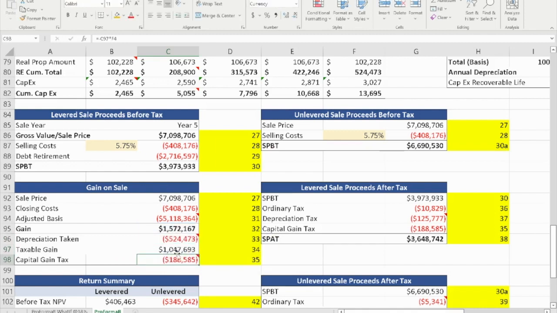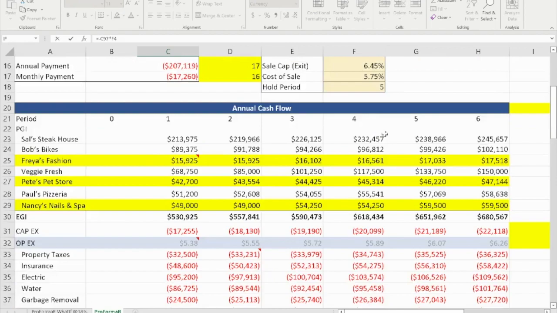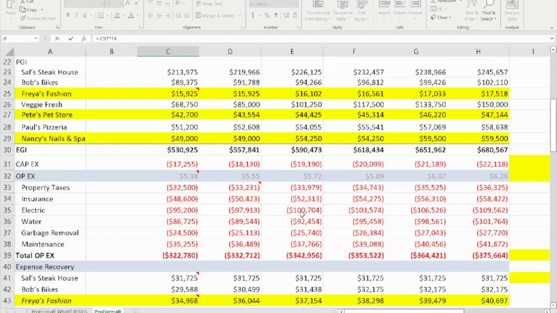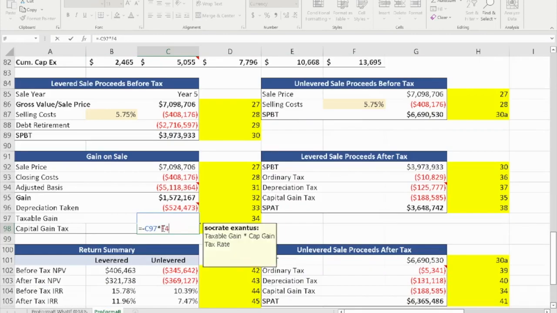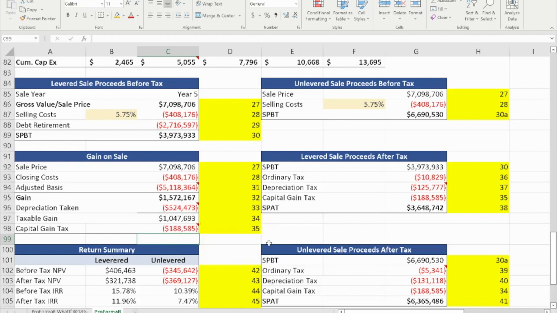If you've done that, your taxable gain will be $1.1 million. That's how much you're going to be taxed on. Then what is your tax amount? Your taxable amount is going to be the taxable gain times your capital gains tax, which is 18%. So it's going to be equal to negative taxable gain times the capital gains tax, which is negative $188,000.